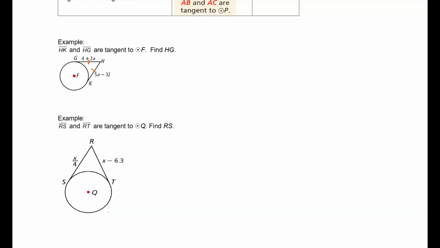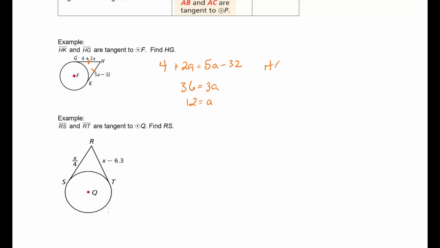So like here, I know as a fact that segment HG is equal to segment HK because they're two tangent segments from the same external point. So we just go 4 plus 2a is equal to 5a minus 32. And then we solve. So we get 3a on the right, and I'm going to add the 32 to both sides, so I get on the left 36. So I get 36 is equal to 3a. We solve for a, and I get that to be 12.